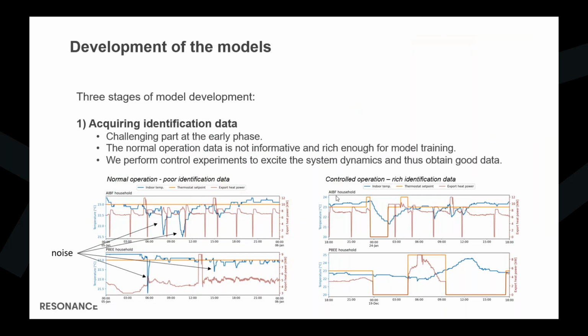So what we do is apply these control experiments in order to excite the system. Specifically, for example, we turn off the heating for certain hours, let the temperature drop, and then turn it back on and let the temperature rise back to its initial value. Once we acquire this kind of data, we can proceed to the model training and validation.